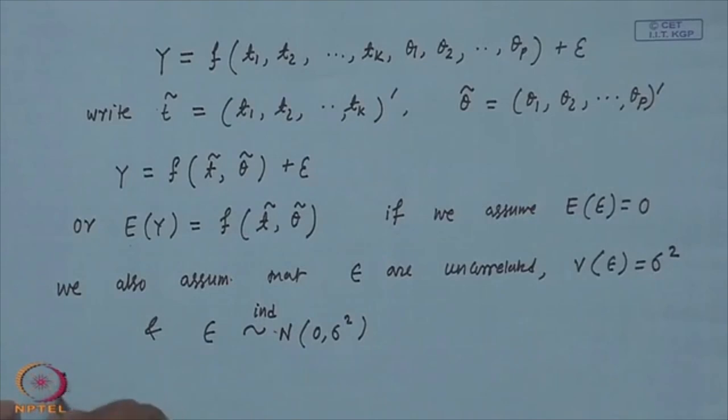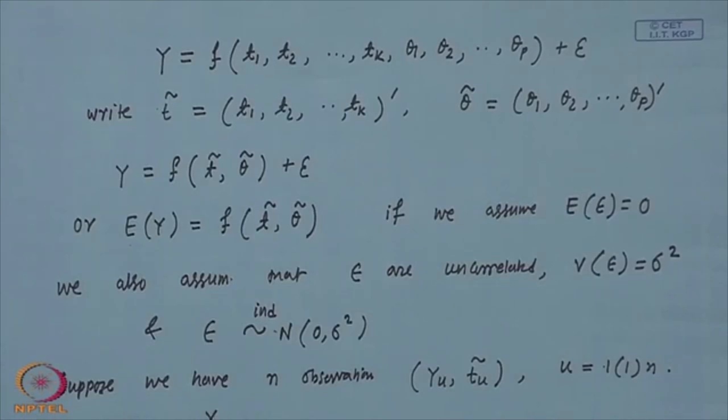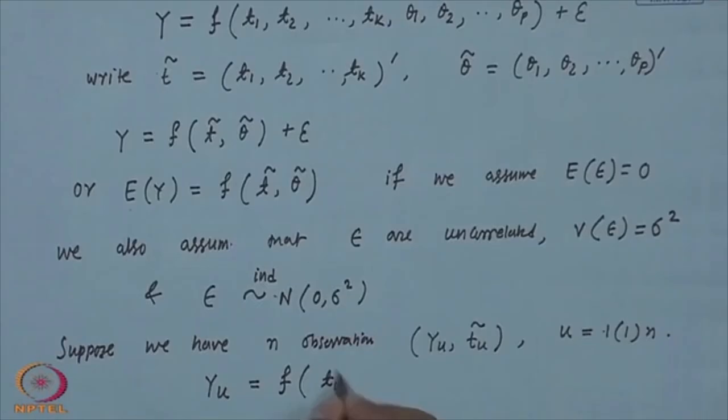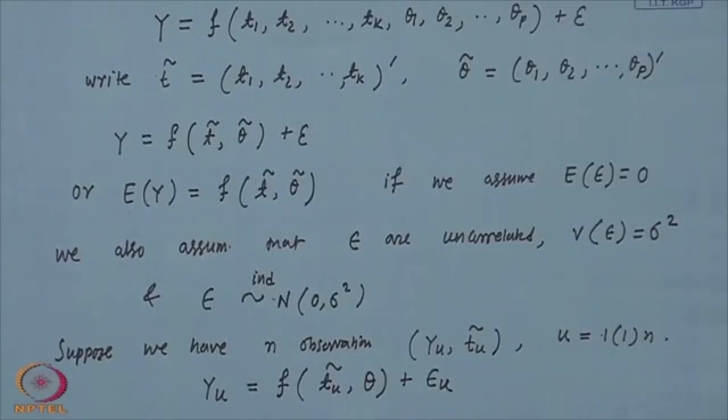And suppose we have n observations like yu, tu, okay, like we had before, yi, xi for i equal to 1 to n. See, here the notation difference is u from 1 to n. Okay. Then we can write yu for the uth observation is equal to f of tu, theta, plus epsilon u. Okay.